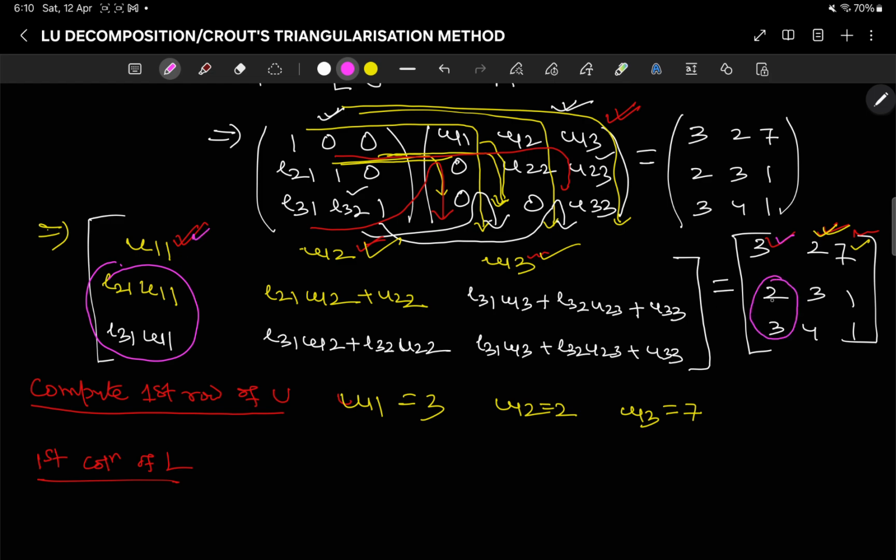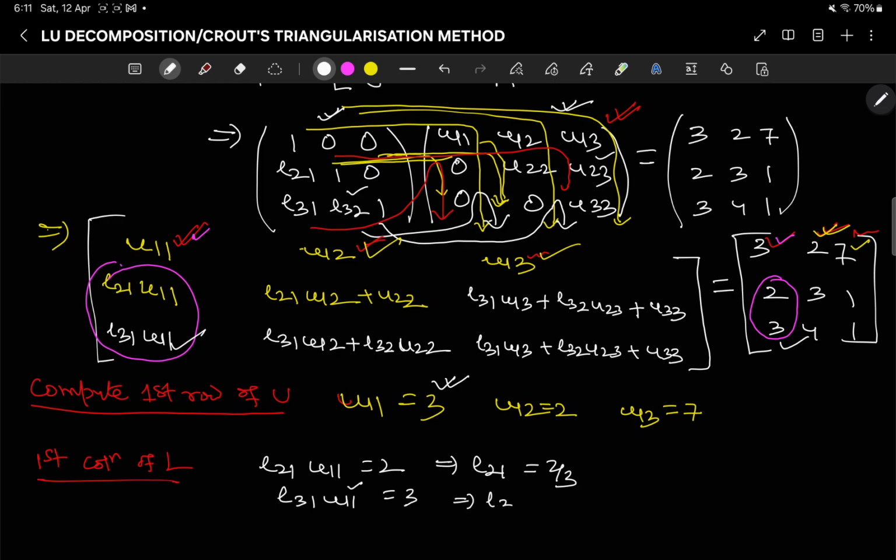Already this place is done. So we compare this, means this calculation will be my L21 U11 is equal to 2. Already U11 is my 3, so that means my L21 is 2 by 3. And similarly here L31 into U11 is equal to 3. I substitute the value of U11, so that means my L31 is 3 by 3 is equal to 1. Okay, right? So I compute the first column of your L. This and this are computed.